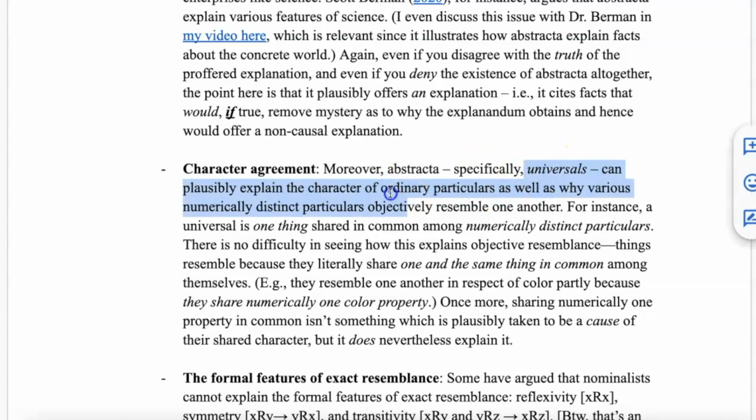So universals are often adduced to explain the character of ordinary particulars, as well as why various numerically distinct particulars objectively resemble one another, like why my coat and your coat and my laptop are all black, let's say. For instance, a universal is supposed to be one thing that is shared in common among numerically distinct particulars. There is therefore no difficulty in seeing how this explains objective resemblance, right? Things resemble because they literally share one and the same thing in common among themselves. For example, they resemble one another in respect of color, partly because they share numerically one color property. Once more, sharing numerically one property in common isn't something which is plausibly taken to be a cause of their shared character, but it does nevertheless explain it.